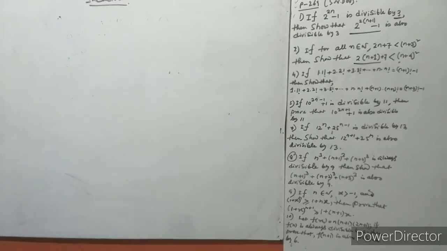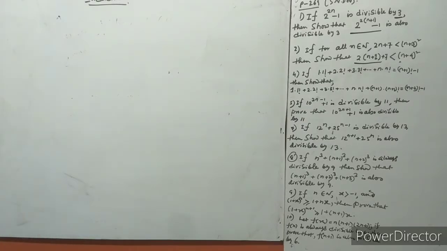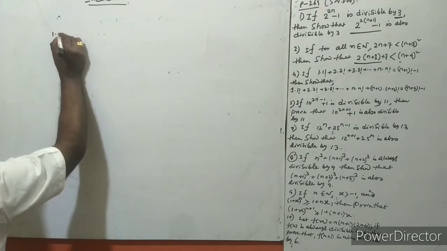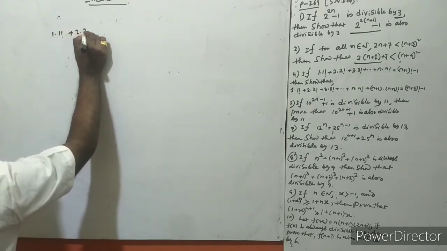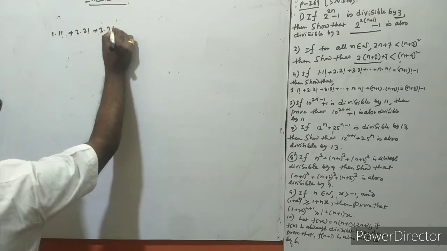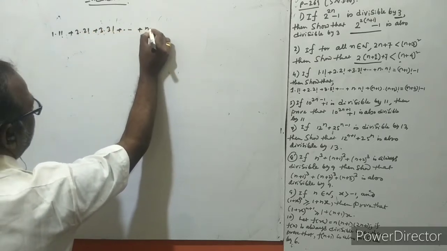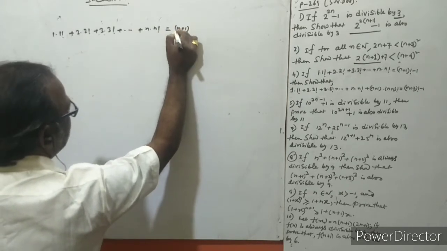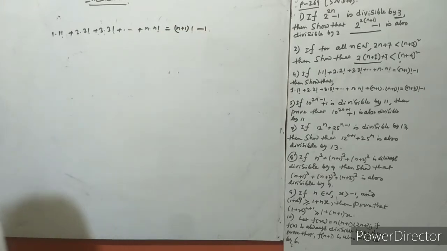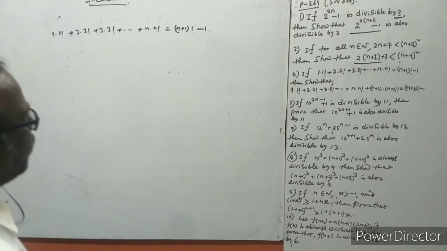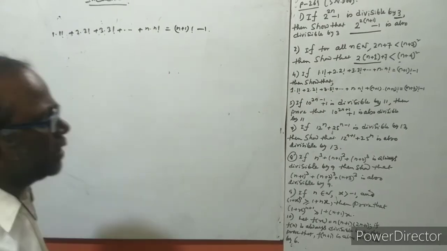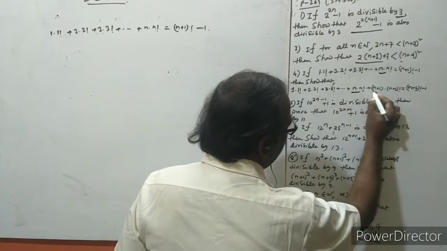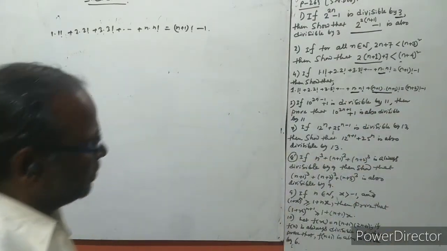See, there is 1 into 1 factorial, 2 into 2 factorial, 3 into 3 factorial. It is given that 1 into 1 factorial plus 2 into 2 factorial plus 3 into 3 factorial and so on up to n into n factorial is equal to (n plus 1) factorial minus 1. Now we have to show the next one. This is the last term given, but we add another term after the nth term.